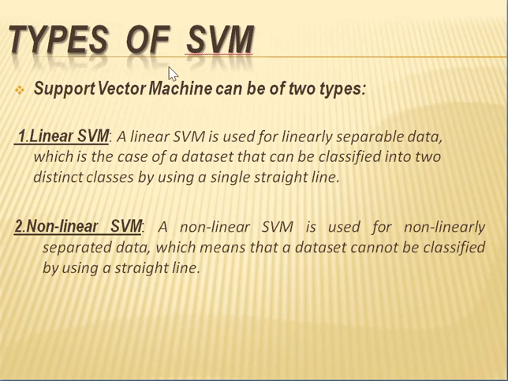Then let's see the types of support vector machine. Support vector machines can be of two types: first is linear support vector machine and second is non-linear support vector machine. Linear support vector machine means the data set is separated by a linear line. Non-linear support vector machine means the data set is not separated by a linear line.